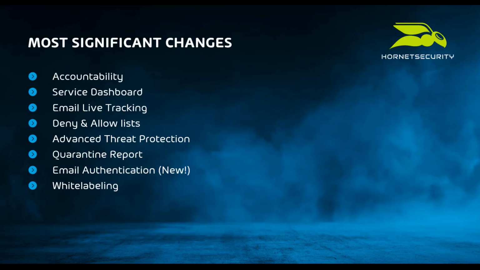Some of the most significant changes are that accountability, the service dashboard, and email live tracking have completely new looks. The way you operate deny and allow lists, which have been renamed, has changed a little bit. Advanced Threat Protection has some new self-service options. The quarantine report, formerly known as spam report, has also been redesigned. And we have a completely new module called email authentication, which I'll also be showcasing. And then also just going through the changes to white labeling settings and customizing.